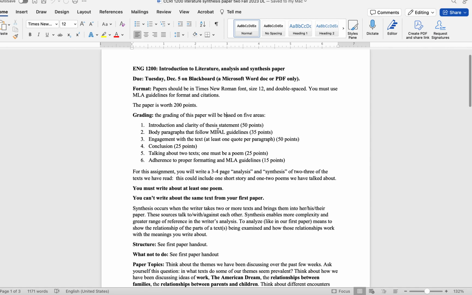So it's the same setup as the first paper, except now you're talking about at least 2 texts. One of them must be a poem. And it's a page longer because you're talking about another text here. So introduction and thesis is worth 50. Body paragraphs that follow MEAL guidelines: main idea, evidence, which is the quote, analysis of the quote, and link, that's 35. You've got to include a quote from the poem or story in each body paragraph. That's worth big money there.